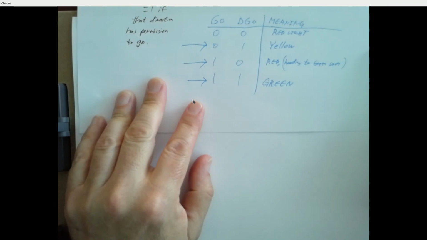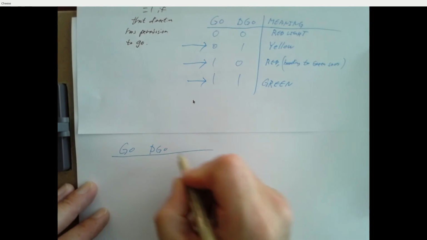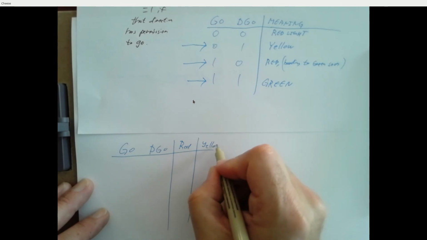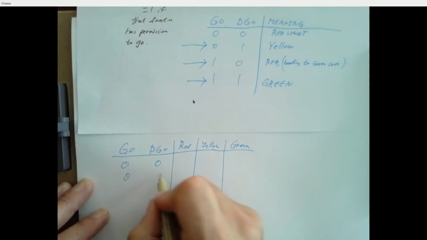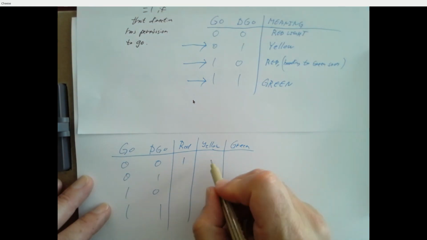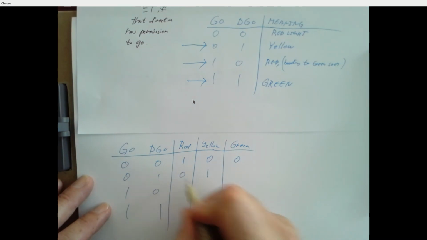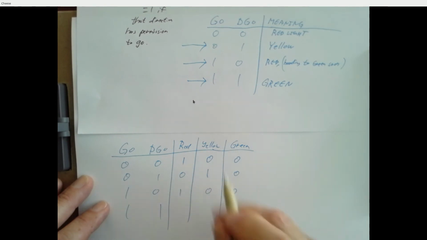So now we're back to something we've done a few times, but let's redraw this truth table. So 0, 0, we said we want that to be a red light. So red should turn on, yellow and green should turn off. 0, 1 should be yellow, so yellow turns on, red and green turn off. 1, 0 should be red, so red's on, yellow, green is off, and 1, 1 is green on, red and yellow off.